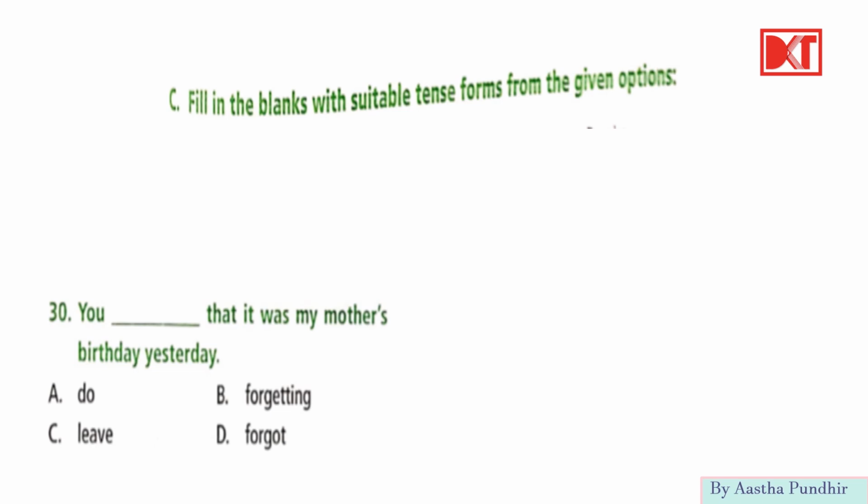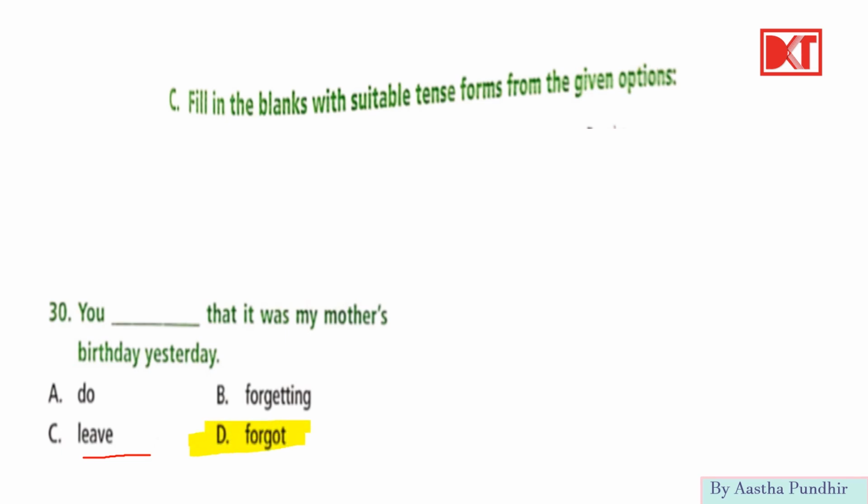Now the next question says, you dash that it was my mother's birthday yesterday. A. You do that it was my mother's birthday yesterday. B. You forgetting that it was my mother's birthday yesterday. C. You leave that it was my mother's birthday yesterday. Or D. You forgot that it was my mother's birthday yesterday. Here the correct answer is D.